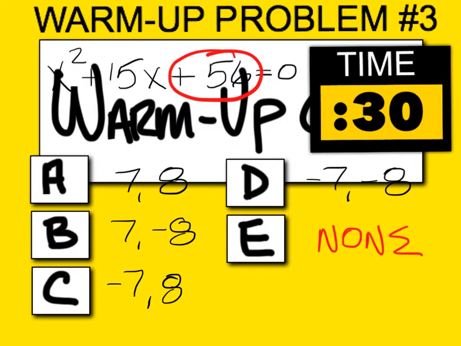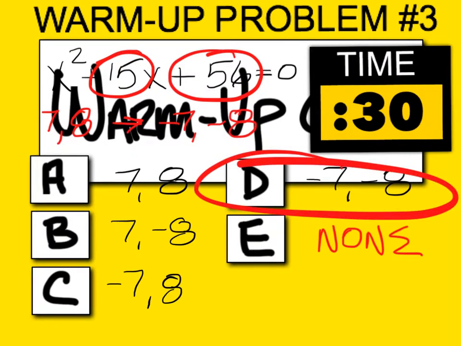56, to multiply to get a 56 and add to get a 15, it would have to be 7 and 8, but you change the signs to get negative 7, negative 8. D.